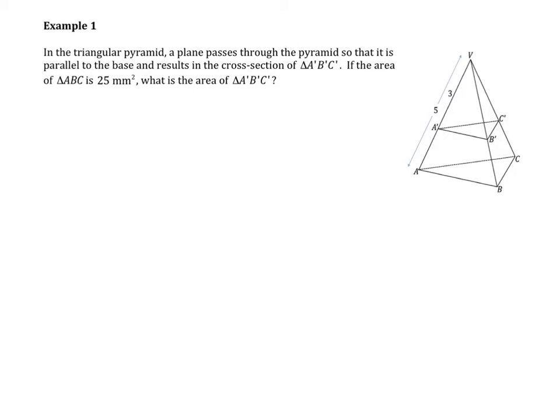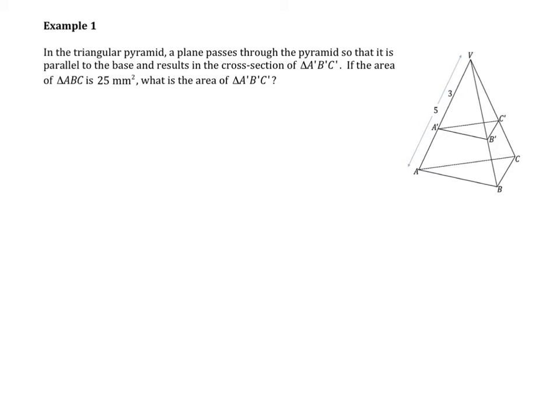Example 1. In the triangular pyramid, a plane passes through the pyramid so that it is parallel to the base and results in the cross-section of triangle A', B', and C'. If the area of triangle ABC is 25 square millimeters, what is the area of triangle A', B', and C'?